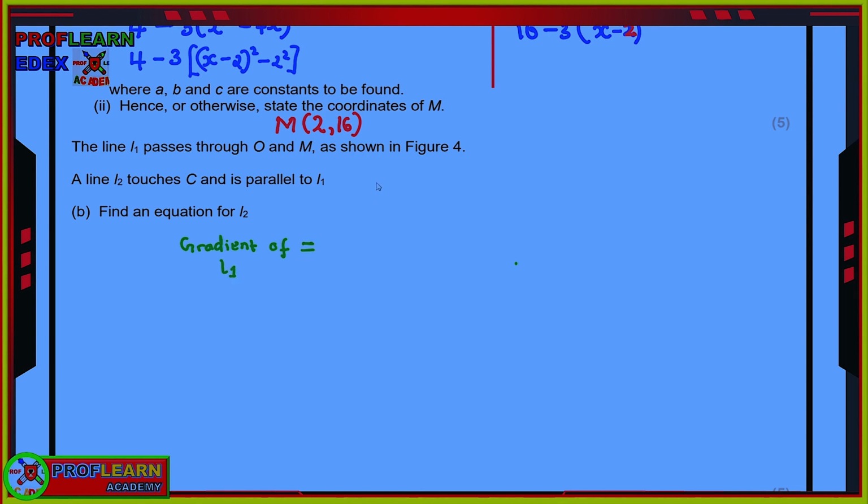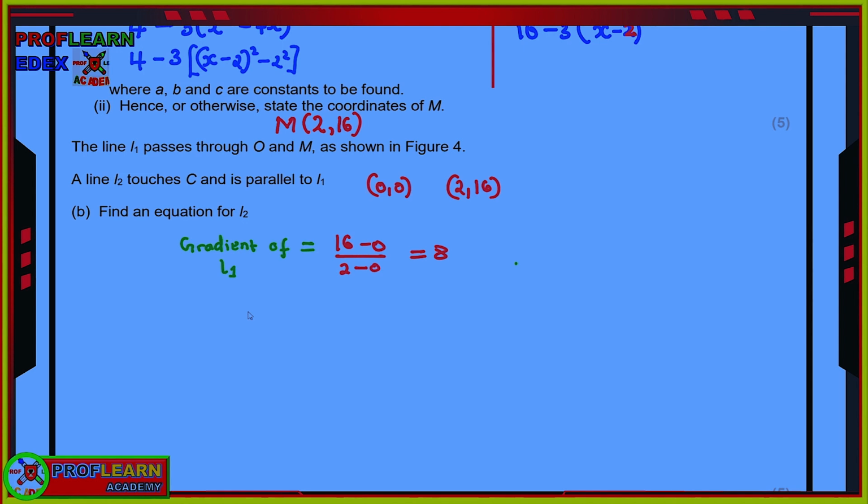Gradient of L1, remember gradient is change in y over change in x, so we are going to subtract like that, and the gradient becomes 8. Now let's look at what we are told. Line L1 passes through this point, and line L2 touches C and is parallel to L1. So what does L1 have in common with L2? They have the same gradient because they are parallel. So if lines are parallel, they have the same gradient.